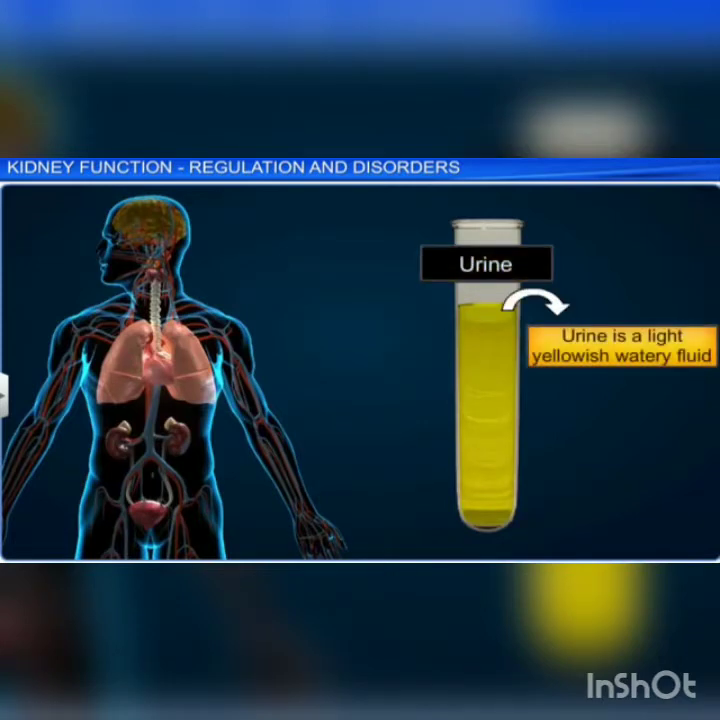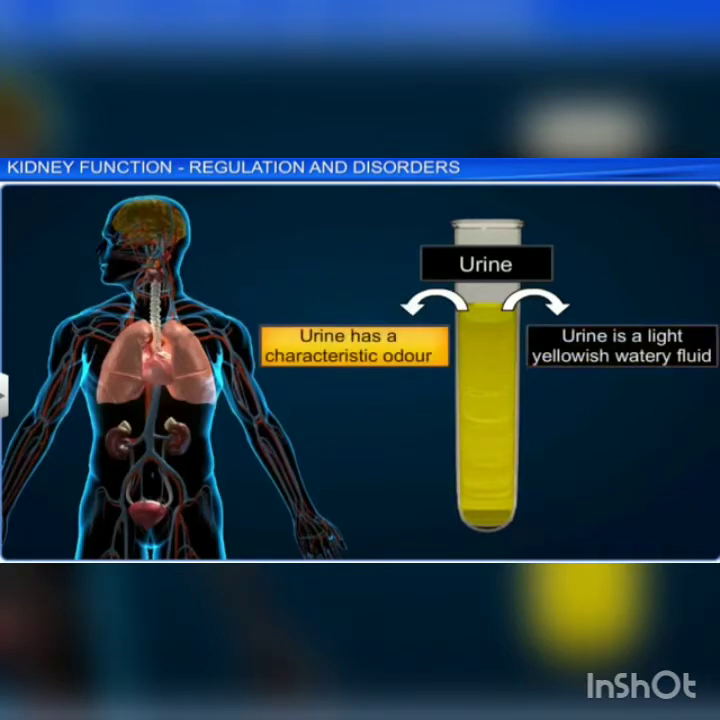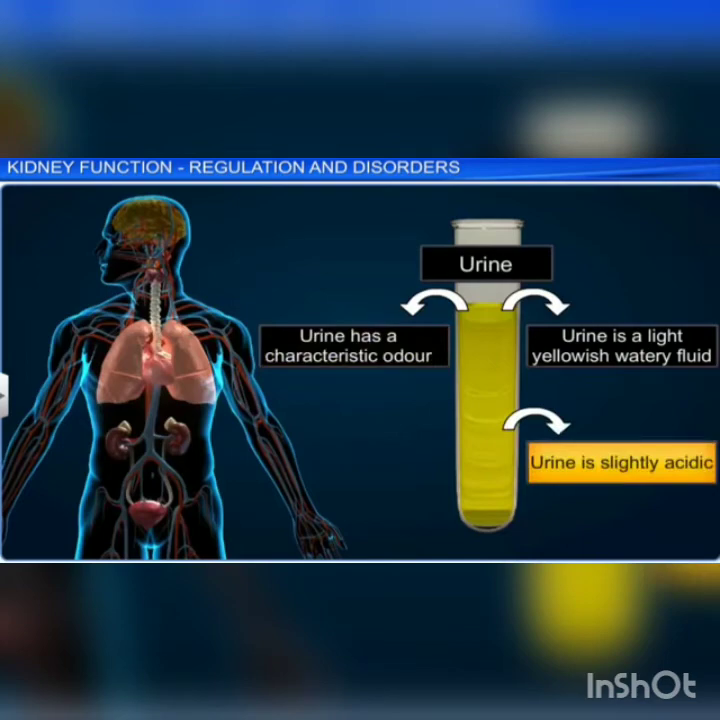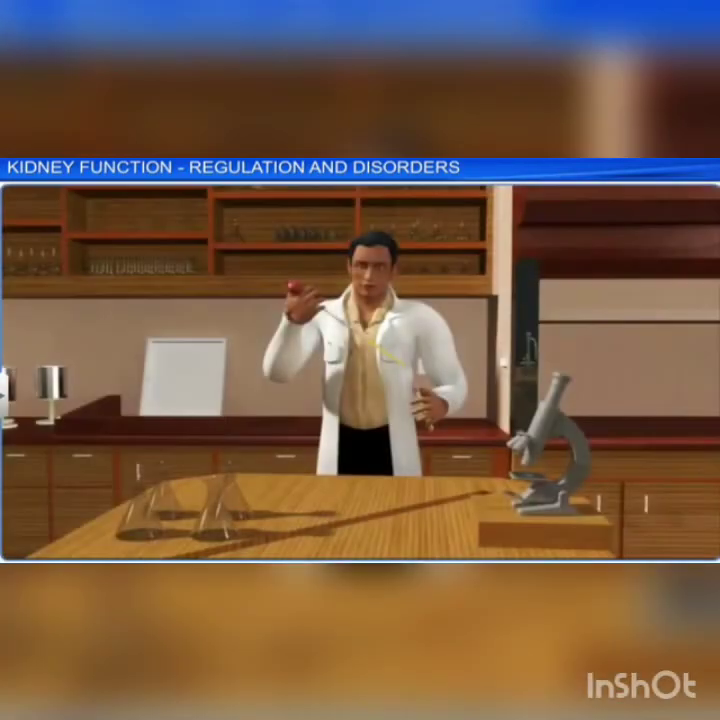On average, an adult human releases about 1 to 1.5 liters of urine every day. The urine released is a watery fluid that is light yellowish in color. Moreover, it has a characteristic odor and is slightly acidic with a pH value of 6. The characteristics of urine can change according to different body conditions. In fact, a urine test helps to diagnose many metabolic disorders in the body and any malfunction in the kidneys.